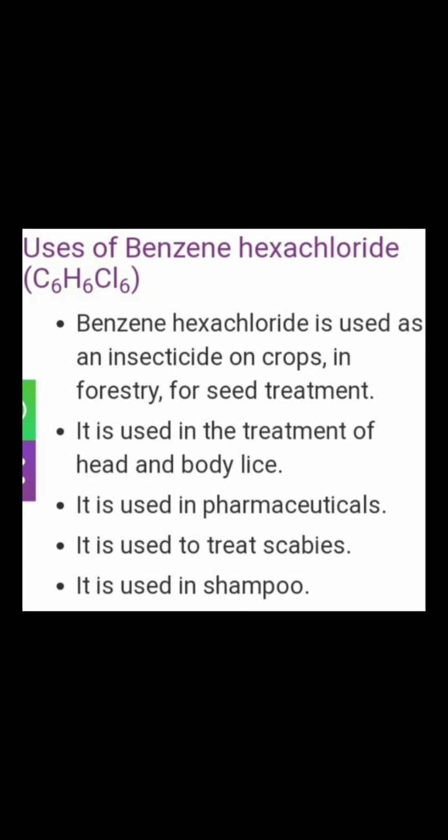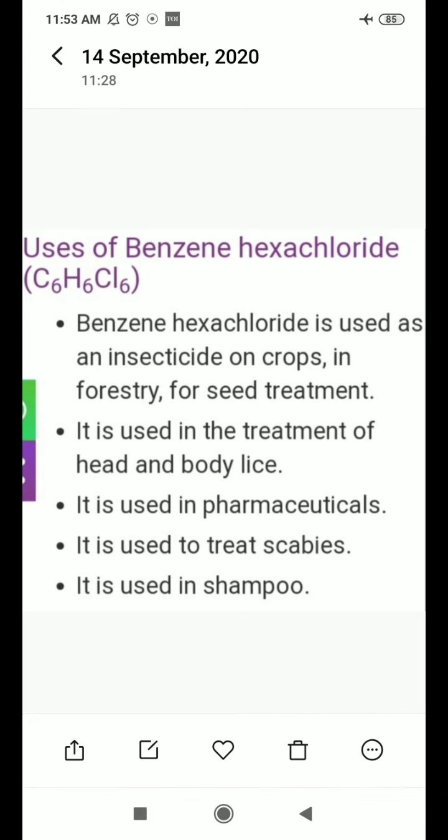Now benzene hexachloride is used as an insecticide on crops, in forestry, or for seed treatment. It means this is used to kill insects in where? In crops and forestry. Also this can be used for seed treatment, so that the seed should not be eaten by a particular insect or pests. Okay, this is the first use of this BHC.